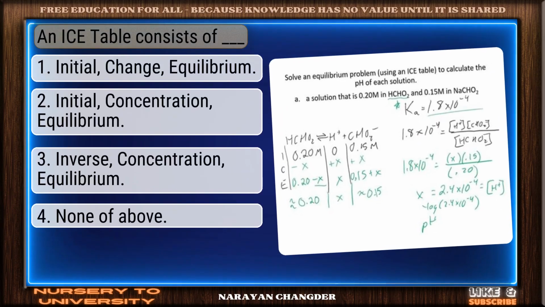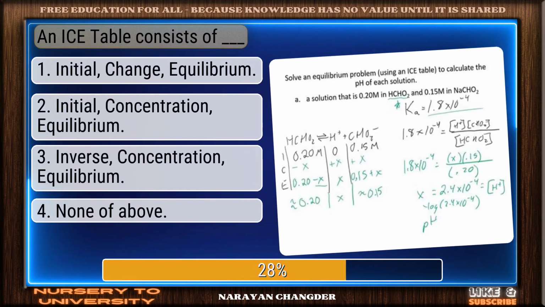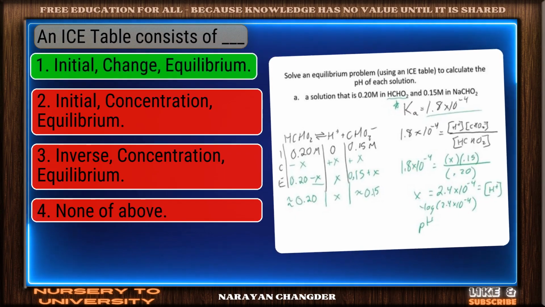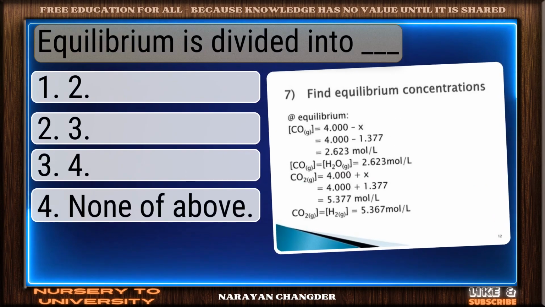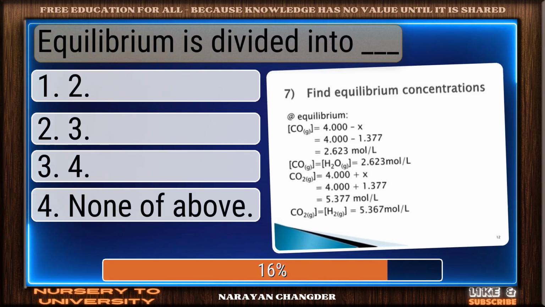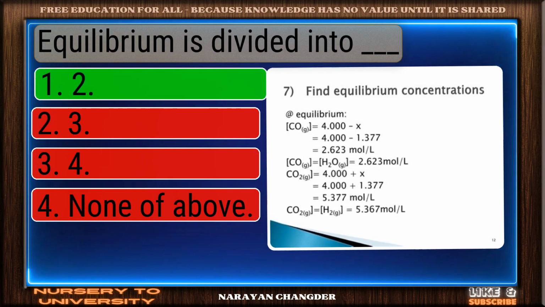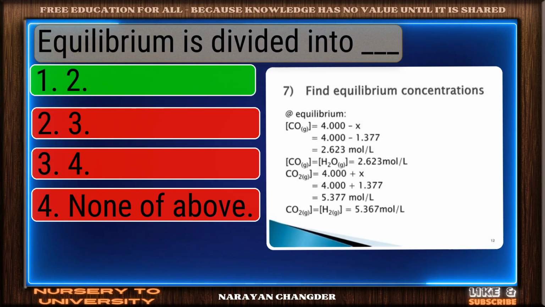An ice table consists of dash. Well done. Initial change equilibrium is the right choice. Equilibrium is divided into dash. Well picked. 2 is the correct answer.